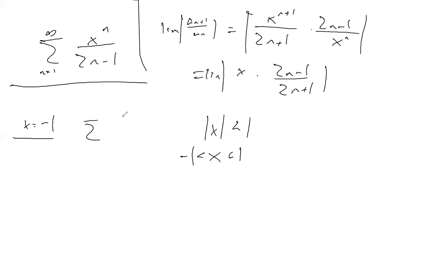My series becomes (-1) to the n over 2n minus 1. Does this series converge or diverge? It converges, right, by the alternating series test.